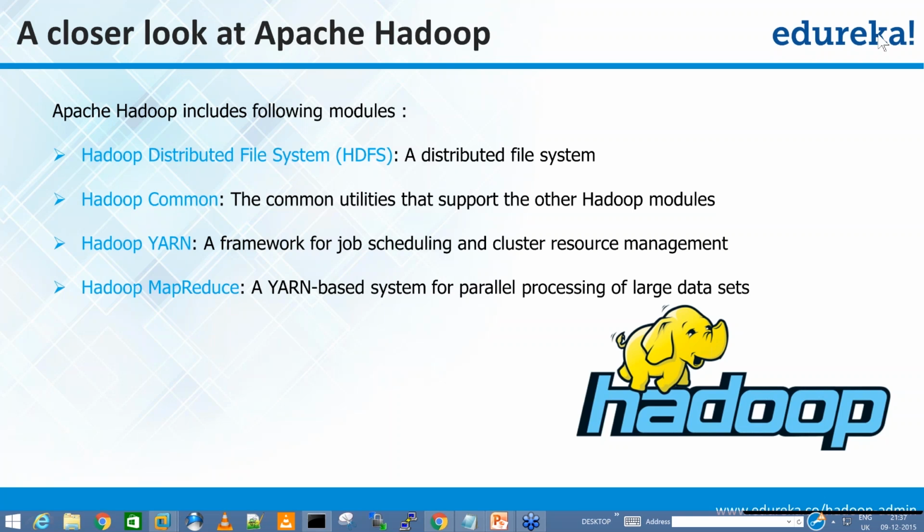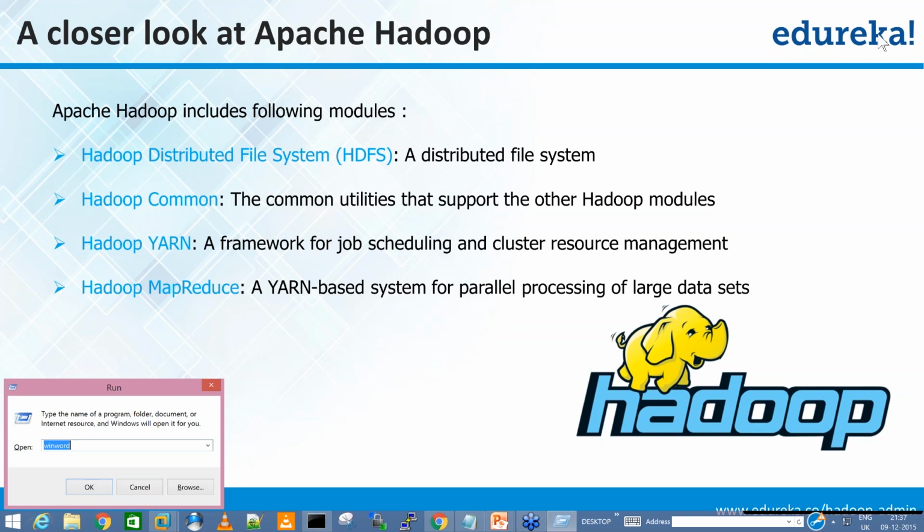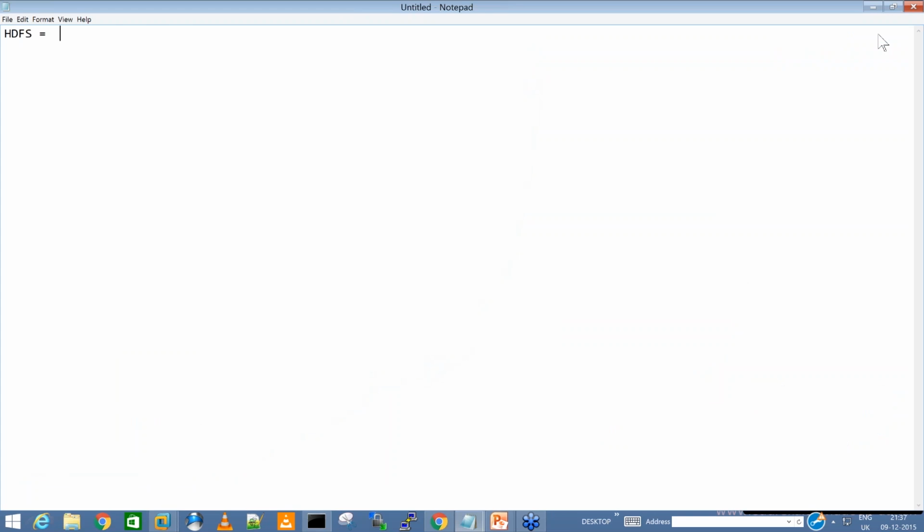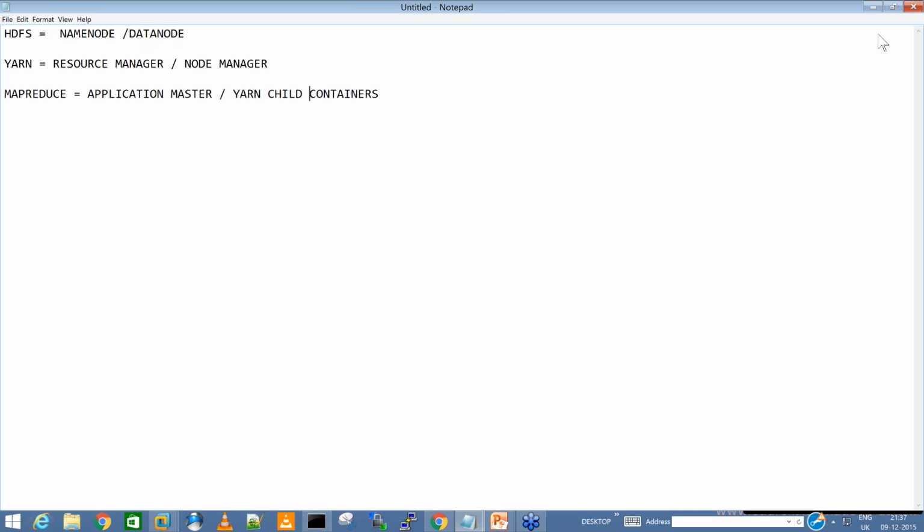So, three components. In HDFS, we have NameNode and DataNode. We have YARN, with ResourceManager and NodeManager. And we have MapReduce, in this case the application master as well as containers. So I'll say YARN child containers, because these are the child containers coming from YARN.